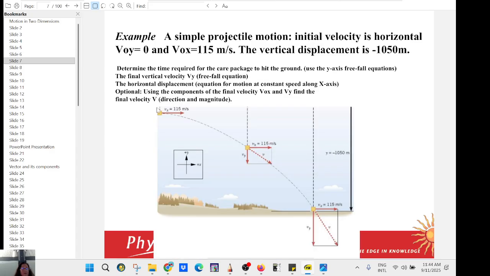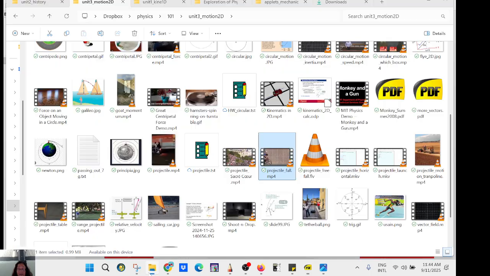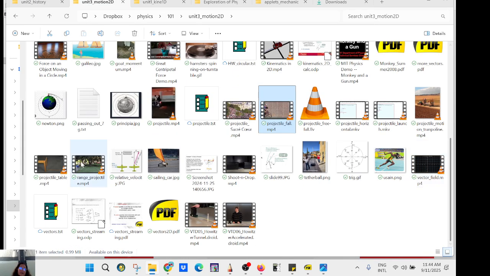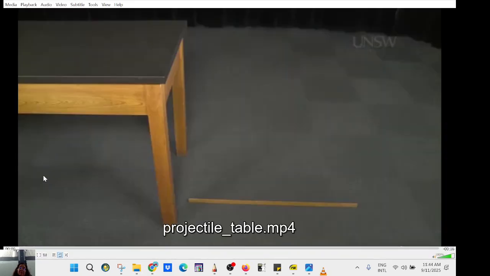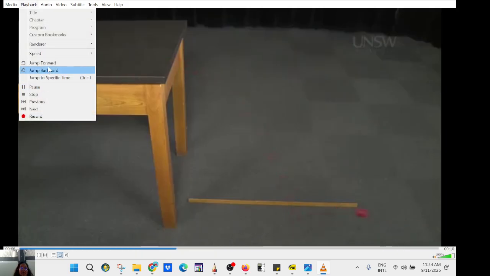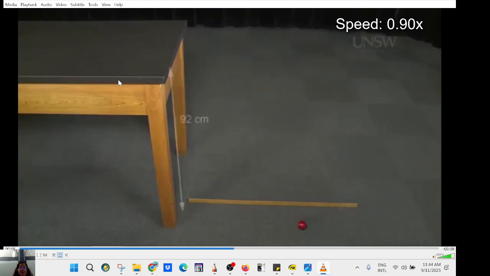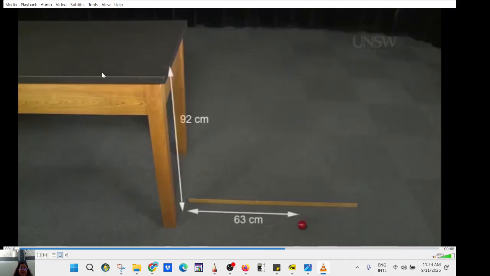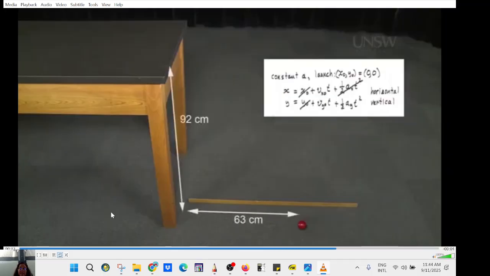Okay, so slide number 7. So I just want to show you, for example, here I have, okay, you can see that. Maybe you will do that in the lab. You see what's happening here? I can slow down, speed slower. I'm coming back.